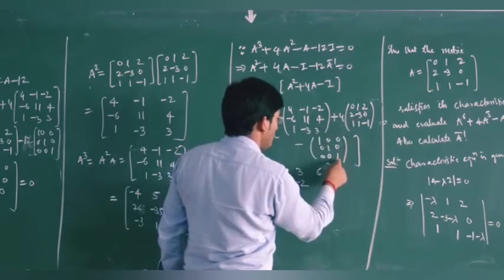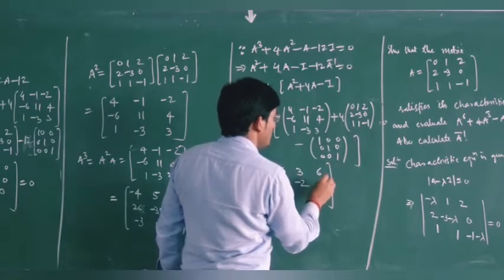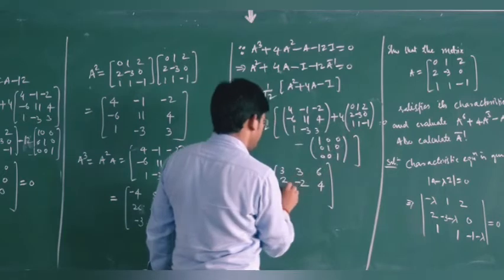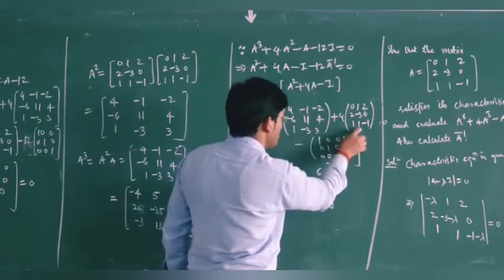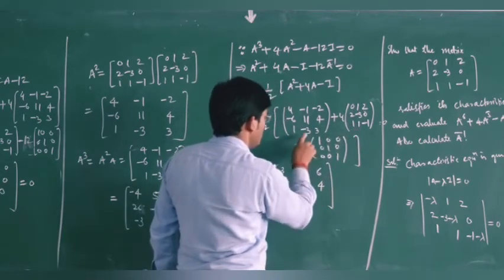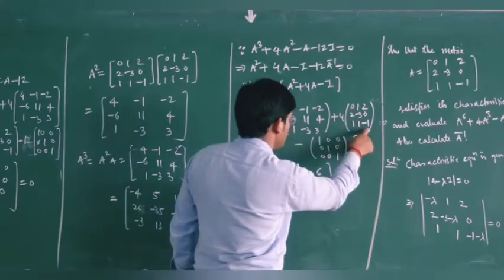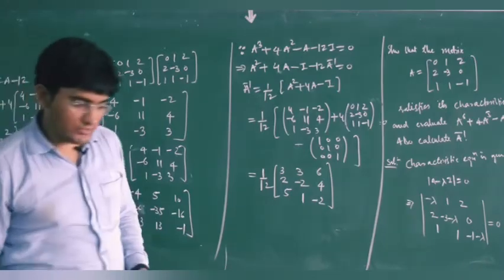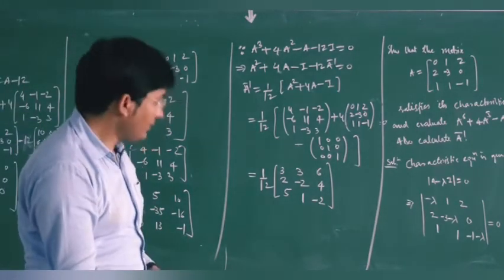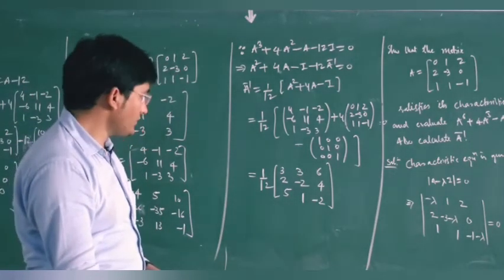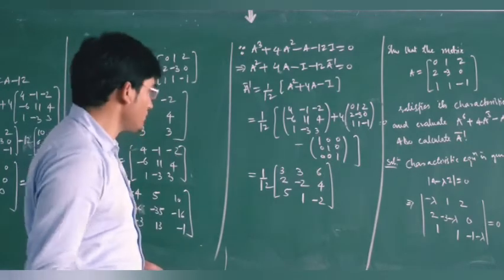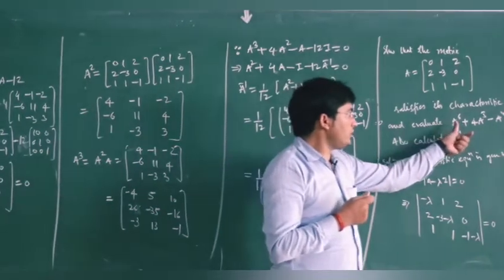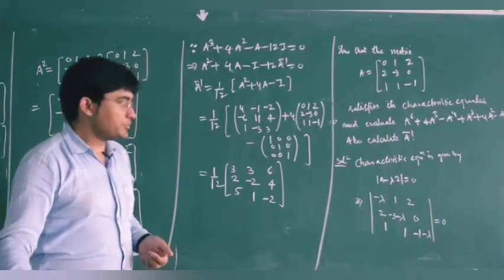Then we have 4 here, so this element will be your 1 plus 4, so 5. Then we have minus 3 plus 4, so this is your plus 1. Then we have plus 3 minus 4, so this is your minus 1, minus 1, minus 2. So the A inverse of the matrix is equal to 1 by 12, 3 3 6, then we have 2 minus 2 4, then we have 5 1 minus 2. So this is the inverse of the matrix. Now let us find out the value of this expression.